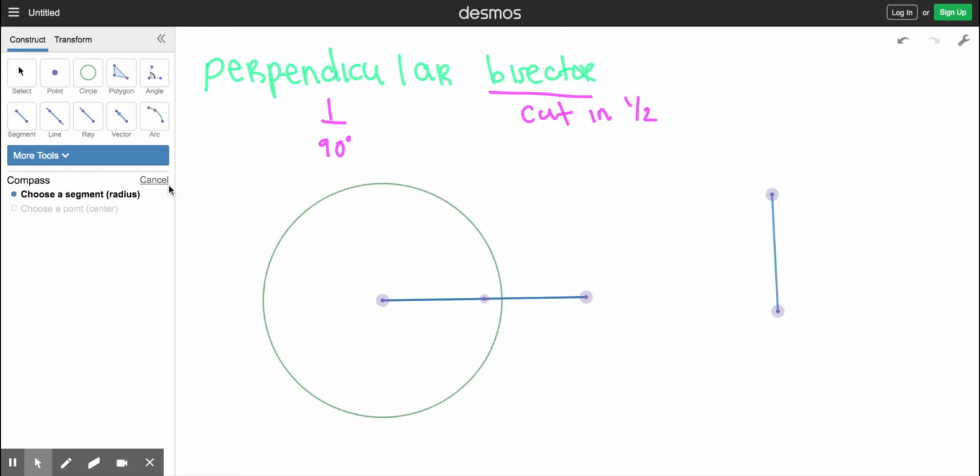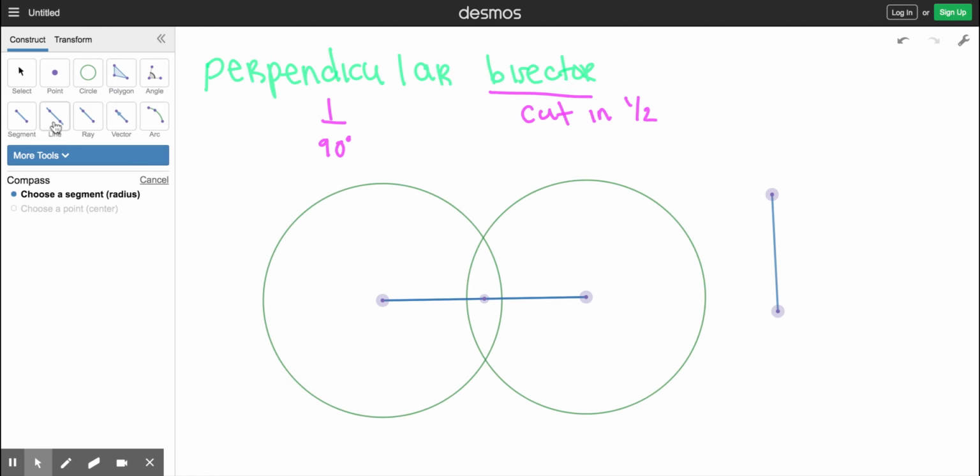I'm not going to change my compass, so I'm actually going to go back over here and get the same compass, go to my other end point, and put another point. As long as this segment is longer than halfway, this will work. So my arcs or my circles could have been bigger. They couldn't have really been too much smaller.